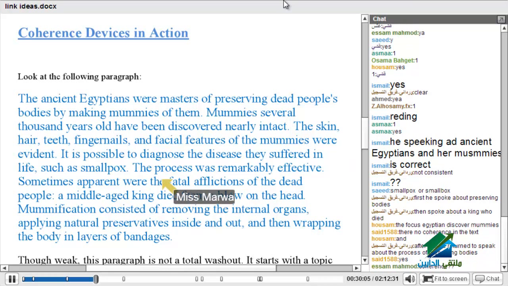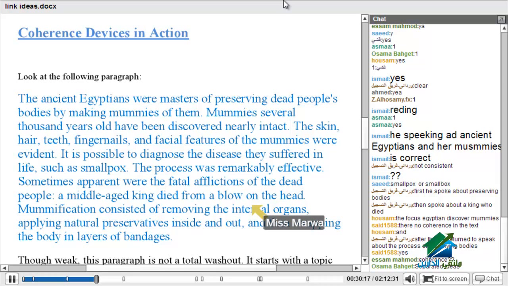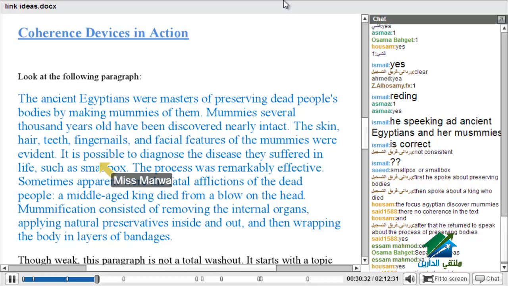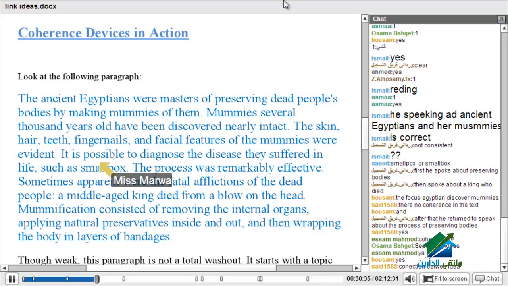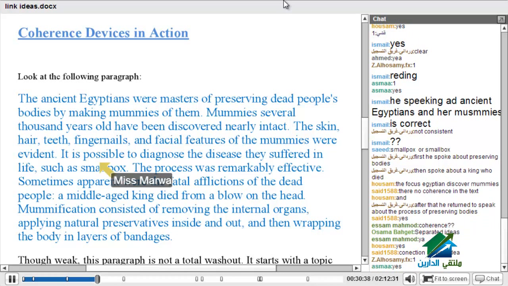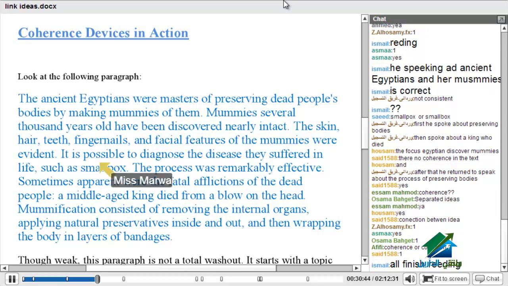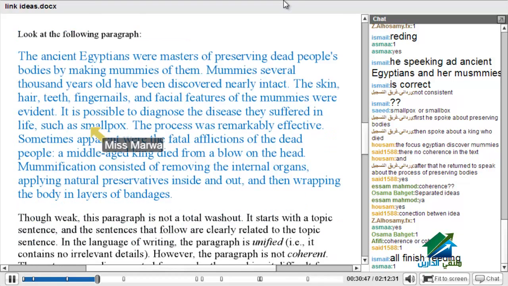Okay, when I say coherence, I mean the relation between the ideas. Are they arranged and do we have linking words or not? Separated ideas, yes, excellent. Okay. Have you all finished reading? Connection between ideas, yeah. Press 1 if you have finished reading.